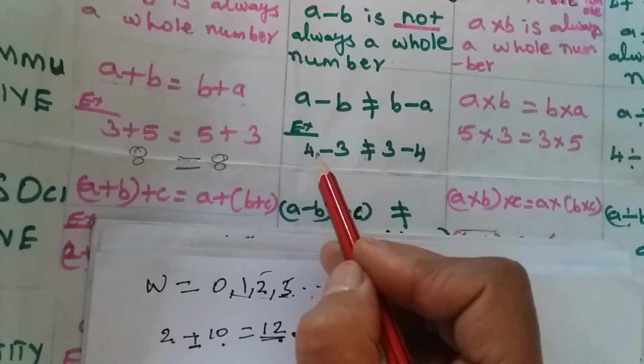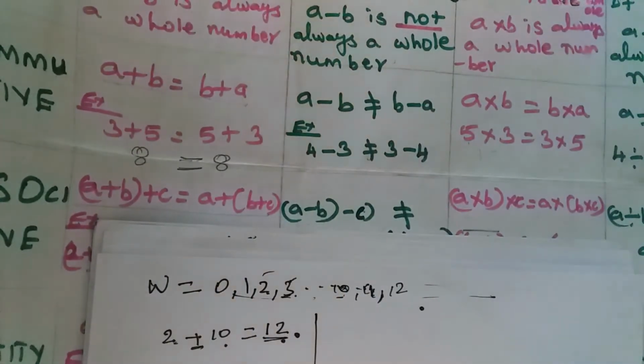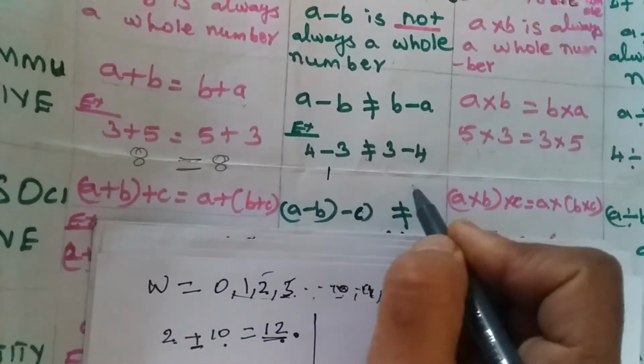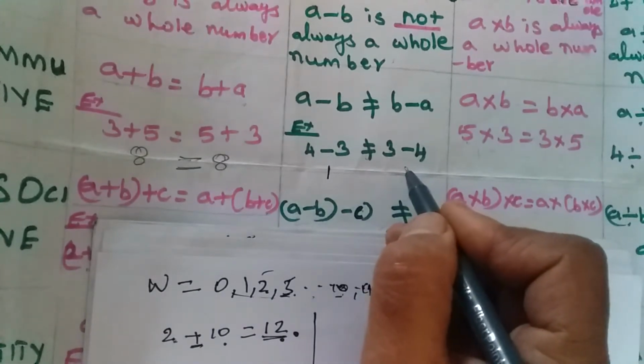If we take, for example, 4 minus 3. What is 4 minus 3? It is 1, we know. Then what is 3 minus 4? From 3, can you cut 4? It is not possible right now.